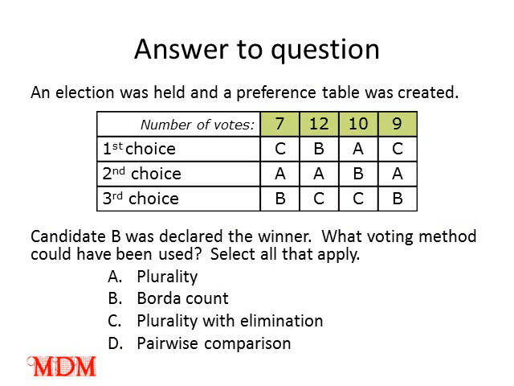Let's be sure to answer the question. Remember, the problem said that an election was held and a preference table was created. Candidate B was declared the winner. What voting method could have been used? Select all that apply. As you recall, with the plurality method, candidate C was the winner. With the Borda count method, candidate A was the winner. With plurality with elimination, candidate B was the winner. And in pairwise comparison, candidate A was the winner.